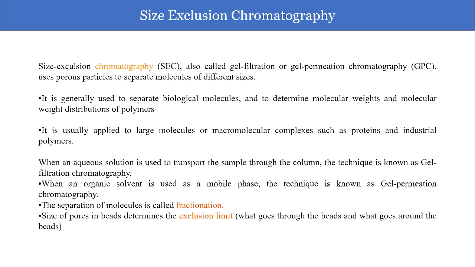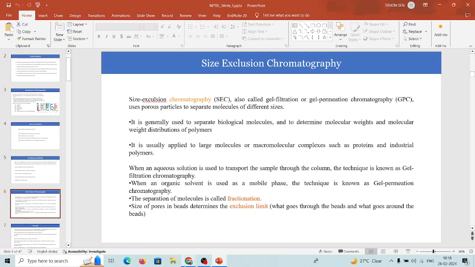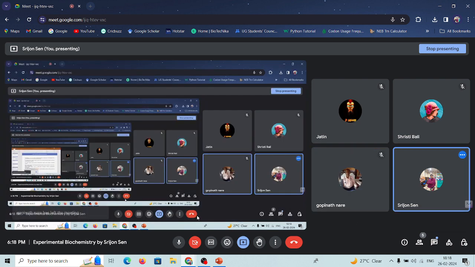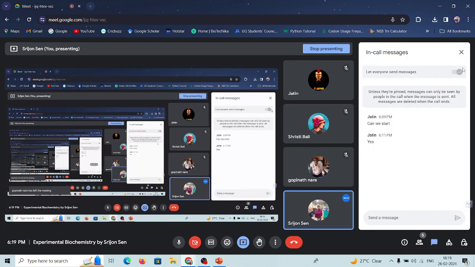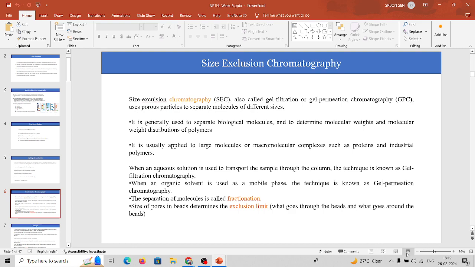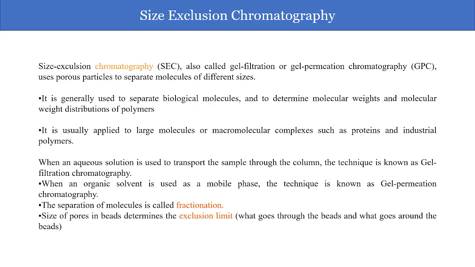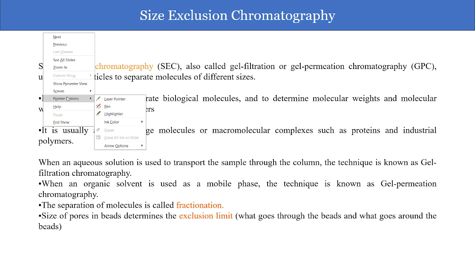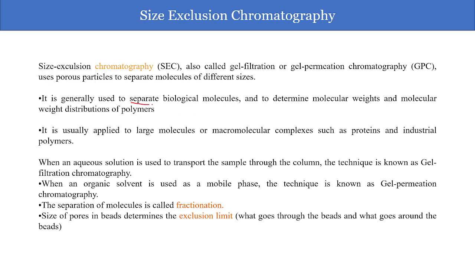And this size exclusion chromatography is generally used to separate biological molecules and to determine the molecular weight and the molecular weight distribution of polymers. So these are very important points. It is used to separate biological molecules, and determine the molecular weights and molecular weight distribution of polymers.